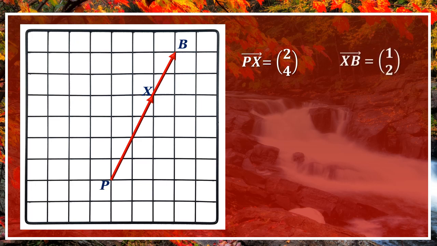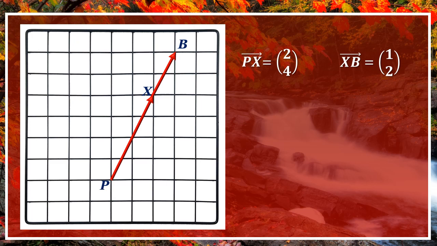Look at the vector PX. Starting at P, traveling upwards to X. It's 2, 4. And now we have another vector, XB. Starting at X and going up to B. It is 1, 2. What do you notice about both of them? Well, they form a straight line and they share a common point, X. Something else is interesting about them. Let's see if you found it out.